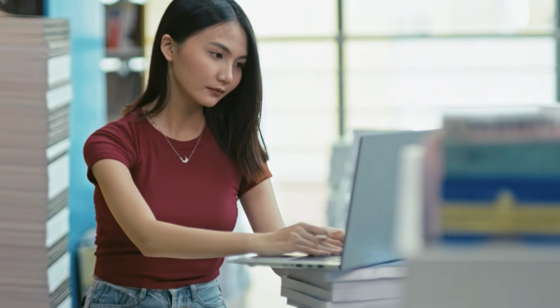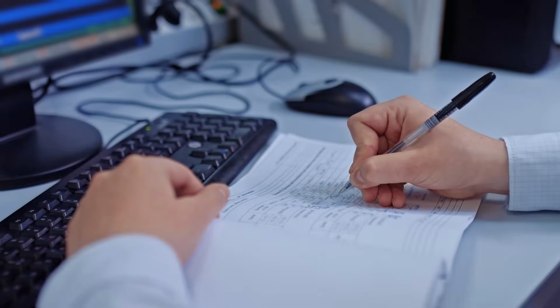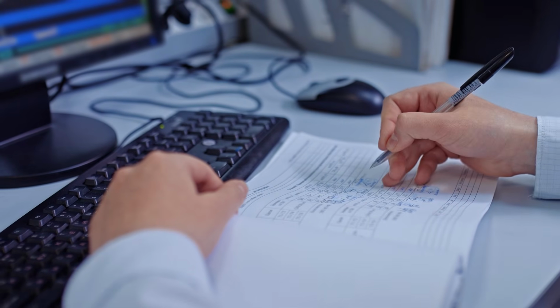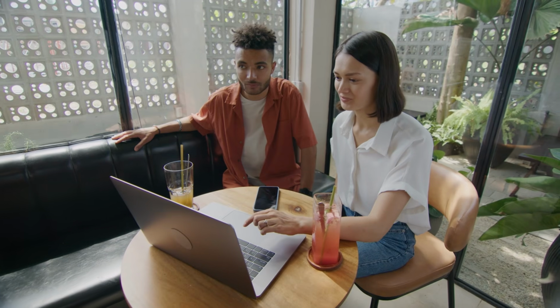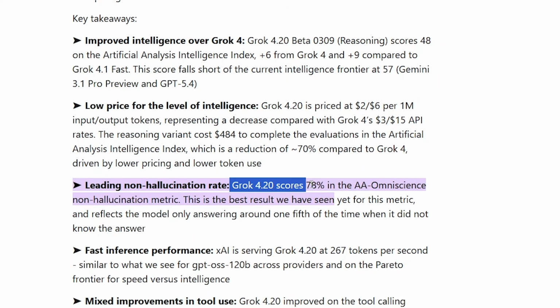XAI takes a different approach. Their developer docs claim Grok 4.20 has the lowest hallucination rate on the market, but the docs page doesn't actually publish a number to back that up. What we do have is independent reporting from Artificial Analysis, which found Grok 4.20 hit a 78% non-hallucination rate on their omniscience benchmark. But here's what that actually means.